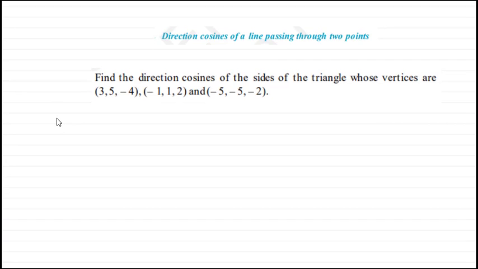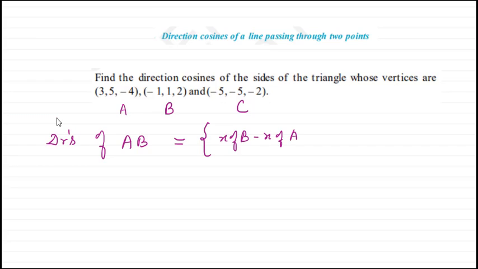Let's see it with an example. Here we have to find the direction cosines of the sides of the triangle whose vertices are given. I'll just show you the direction cosines of AB only, and BC and CA you can easily find out. So the DRs of AB will be, as I told, x of B minus x of A, and the same way y of B minus y of A. Same thing you will do for z.